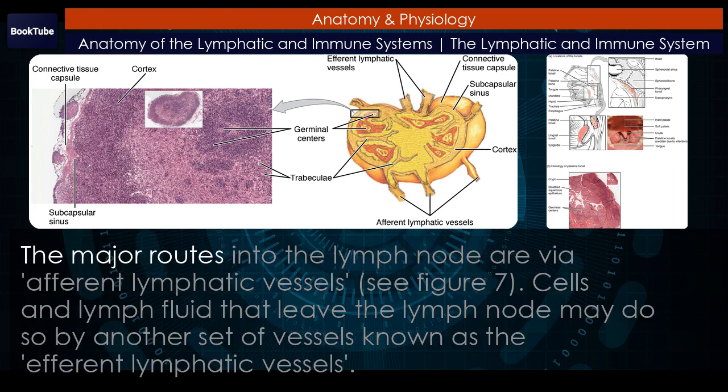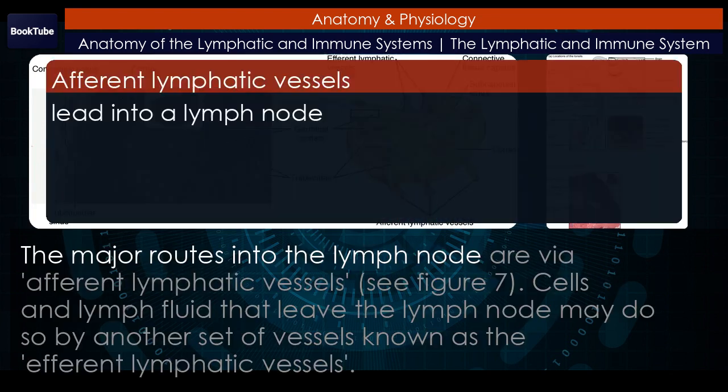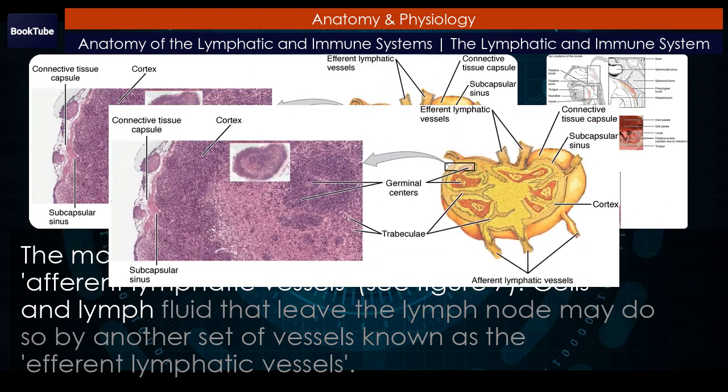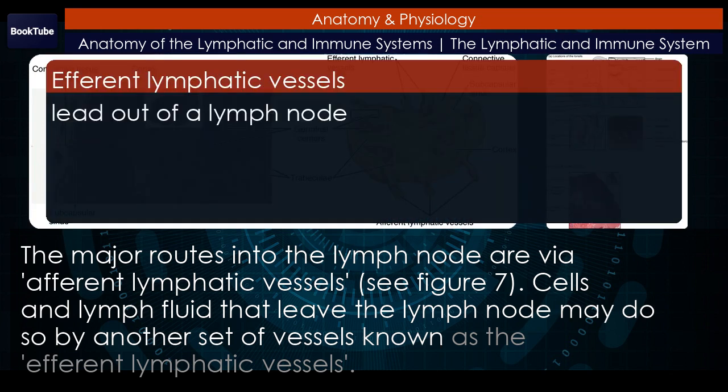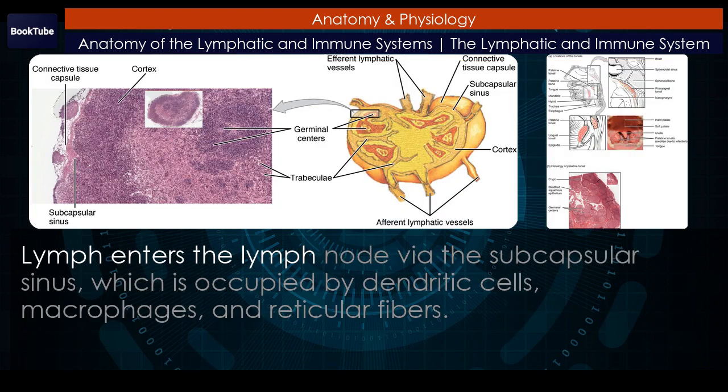The major routes into the lymph node are via afferent lymphatic vessels. See Figure 7. Cells and lymph fluid that leave the lymph node may do so by another set of vessels known as the efferent lymphatic vessels. Lymph enters the lymph node via the subcapsular sinus, which is occupied by dendritic cells, macrophages, and reticular fibers.